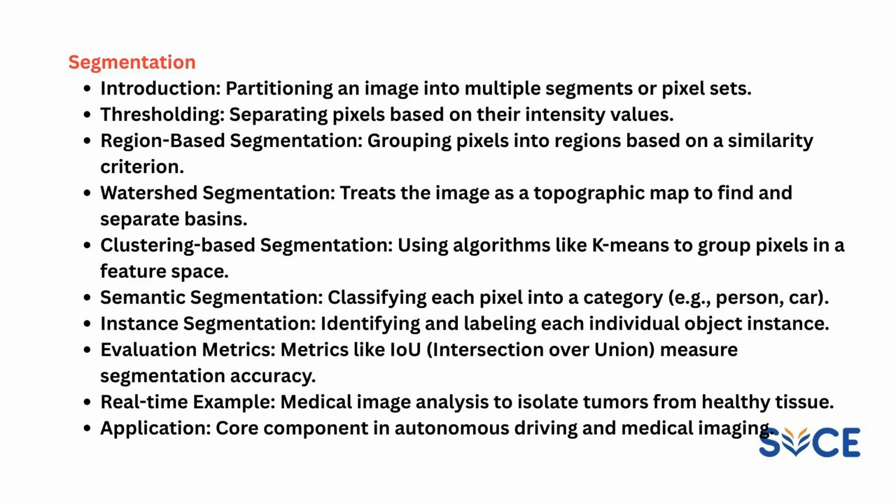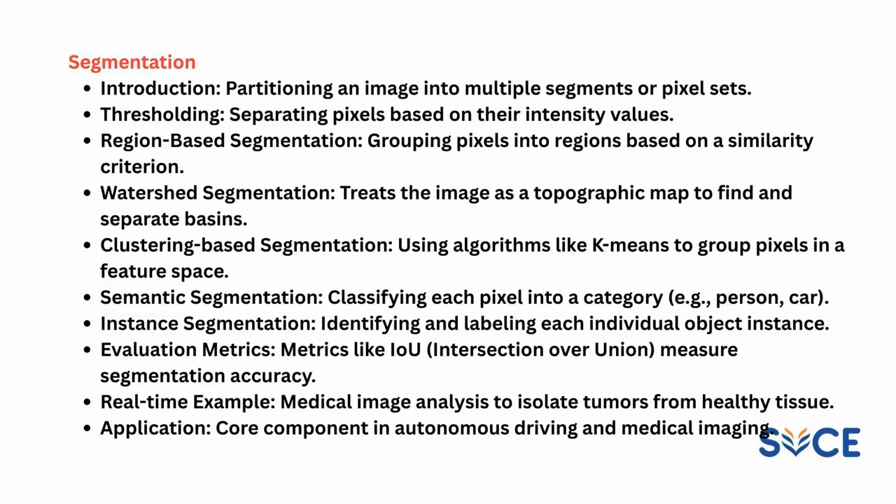An image is a giant grid of pixels. Segmentation is the process of partitioning that grid into multiple segments or pixel sets. It's like a computer's version of a color-by-numbers book, where every single pixel is assigned a label. This transforms a sea of numbers into something meaningful like sky, road, or car, for example.